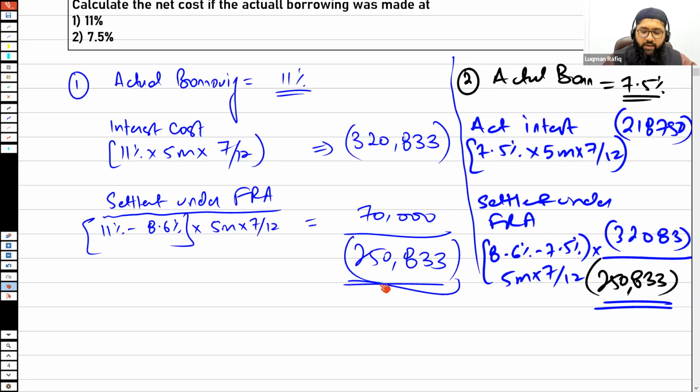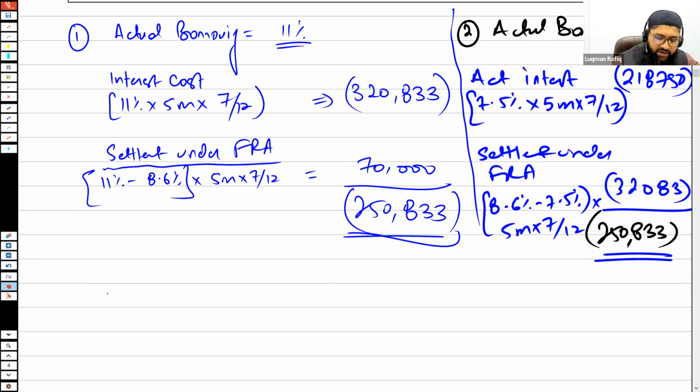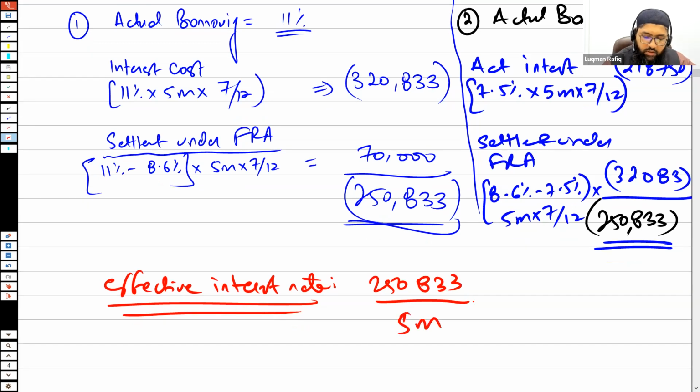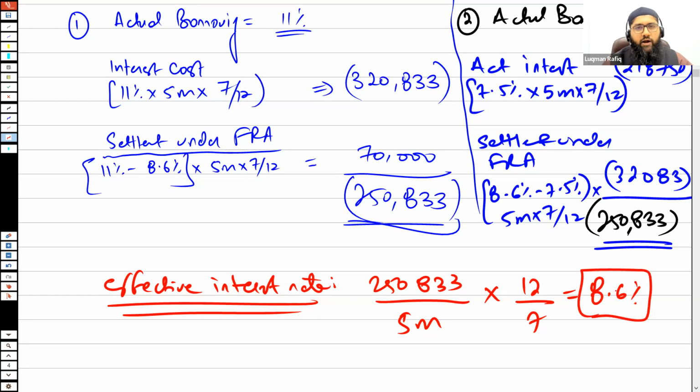So if I try to actually calculate the effective interest rate, the effective interest rate is going to be 250,833 divided by 5 million multiplied by, since we need to annualize the rate, so we're going to reverse it. It was for 7 months, so we're going to reverse it. So it's going to be 8.6%. So that's what we are going to achieve.